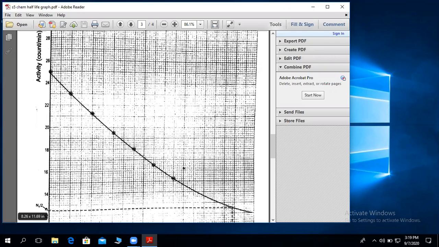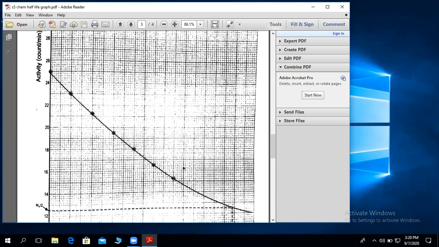So I count the time. I draw a straight dotted line from 12.5 until that dotted line meets the curve, meets the graph. And your curve should be a smooth curve. I want you to look at that. Don't draw a graph which is zigzag. Your curve should be a smooth curve. You'll get marks for that also.